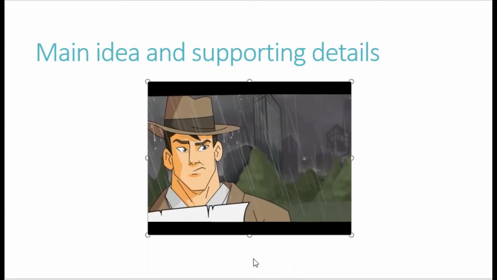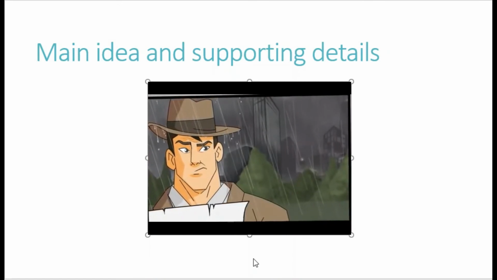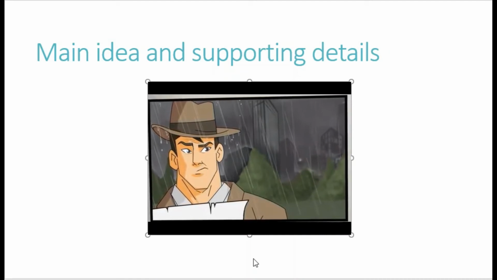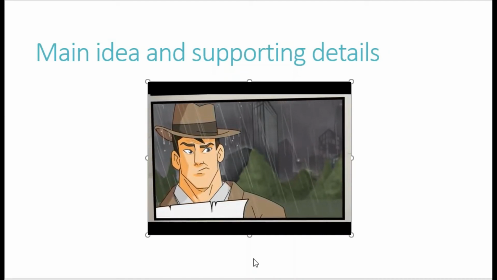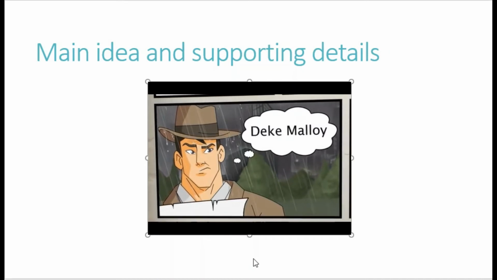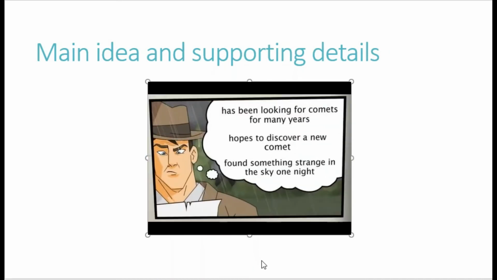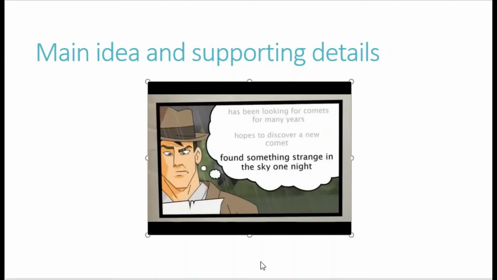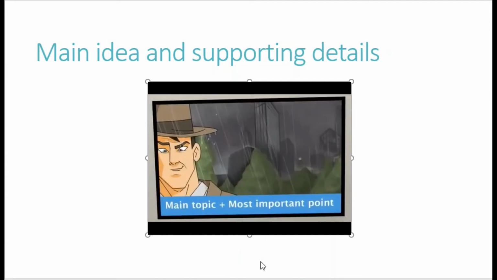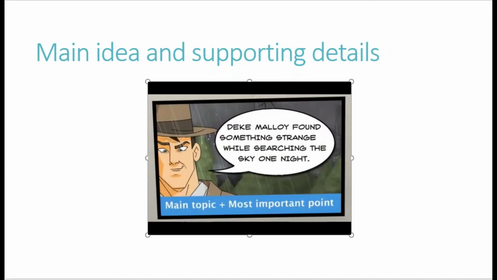Now to get the main idea, we need to find the main topic of the article, and the most important point about the main topic. The main topic seems pretty easy. Deke Malloy. He's the only one in this article. What do we know about him? He has been looking for comets for many years. He hopes to discover a new comet, and he found something strange in the sky one night. I think finding something strange in the sky is probably the most important of these things. So I need to put the main topic, Deke Malloy, together with the most important point to get the main idea. Deke Malloy found something strange while searching the sky one night.